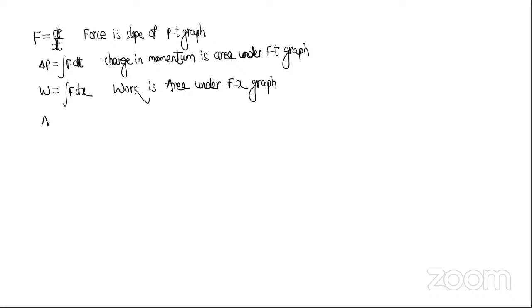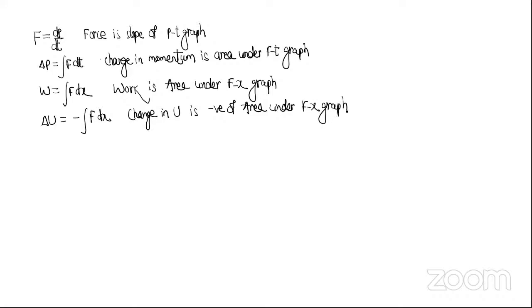Delta U equal to minus integration F dx. Now what can we write? Change in potential energy is negative of area under Fx graph, right? Like that, wherever you find formulas related to integration and differentiation, you can do it like this, right?